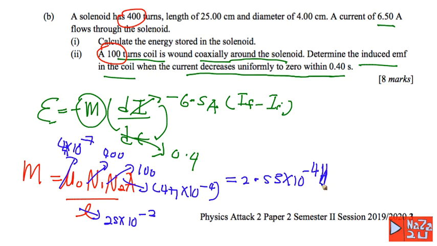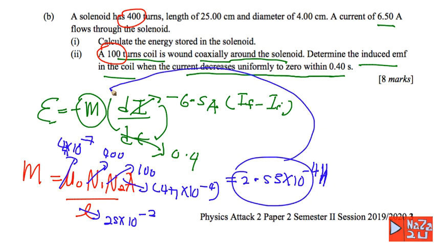Henry, H, right? So now you can use the value of the mutual inductance in the equation here, and you can find the induced EMF is equal to 4.11 exponent minus 3 volt.